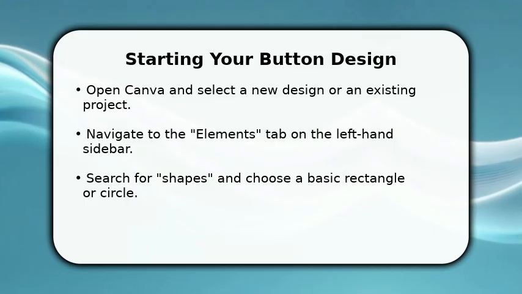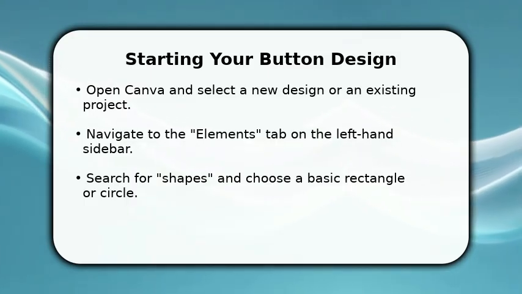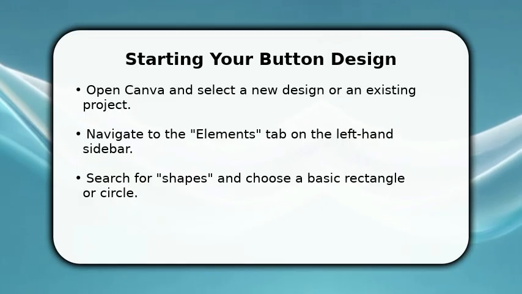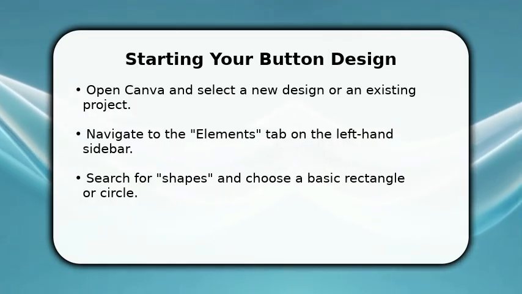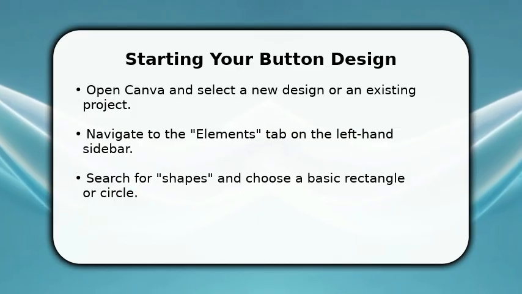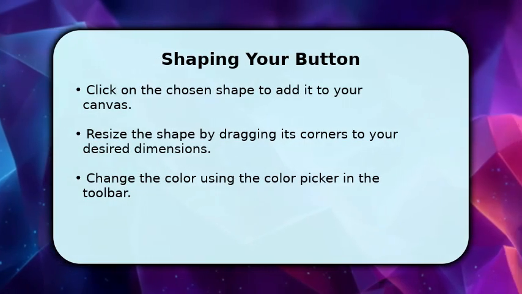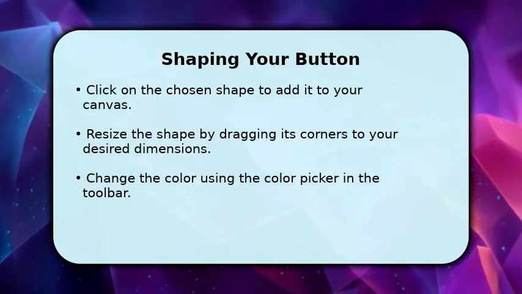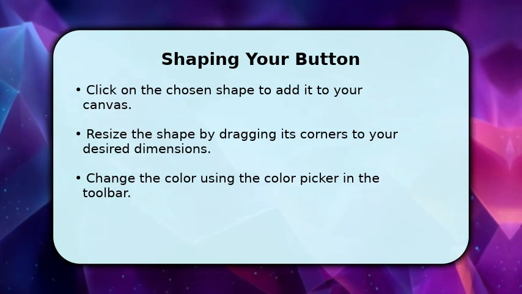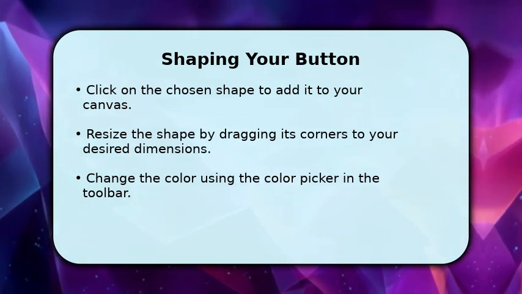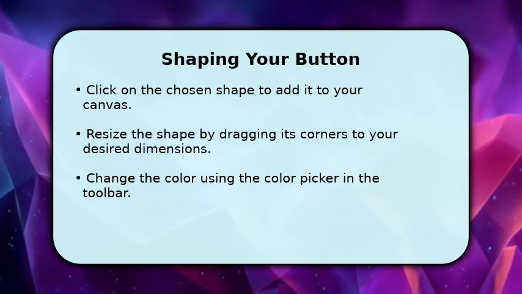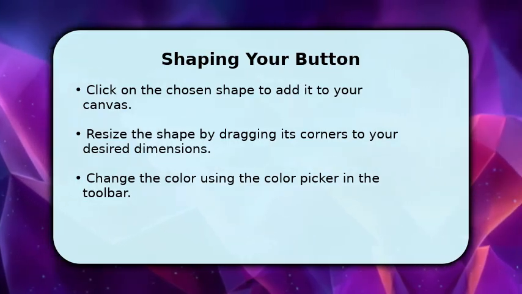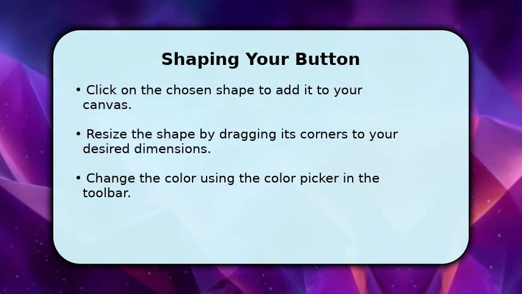From there, you will search for shapes and select a fundamental shape like a rectangle or a circle to form the base of your button easily. Once your shape is on the canvas, you can easily customize its appearance. Drag the corners to adjust its size, aiming for a width of around 200 pixels and a height of 60 pixels for a standard button.